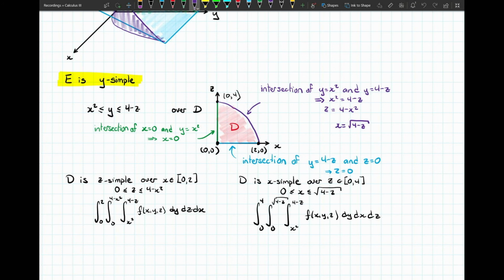That gives us our iteration order dy, dx, dz. The interval for y hasn't changed since we treated E as y simple, but we have x from 0 to root 4 minus z, two functions, and z from 0 to 4, two constants. With 4 orders down now, there's really only 2 left, but we have to go back to the solid region E and treat it as x simple now.